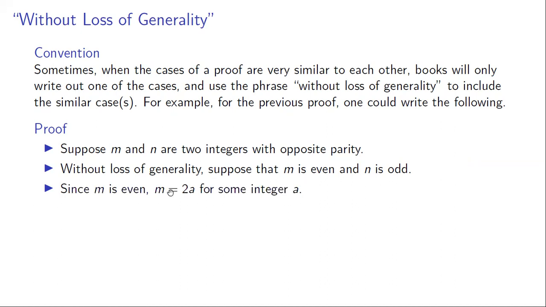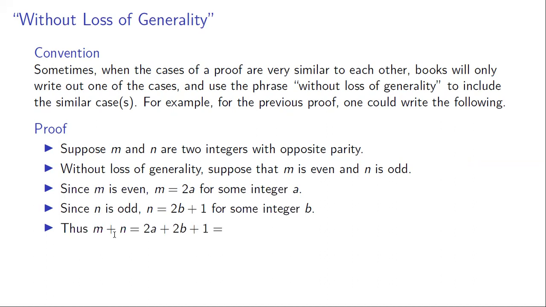So suppose that m is even and n is odd. Since m is even, we have m equals 2a. Since n is odd, we have n equals 2b plus 1. Thus, m plus n is 2a plus 2b plus 1, which is 2 times a plus b plus 1, which is odd. Okay, so that would be the whole proof in many textbooks. They wouldn't bother giving you the other case because it is so similar to this case. They use this phrase without loss of generality to indicate that they're not spelling out the other case or cases.